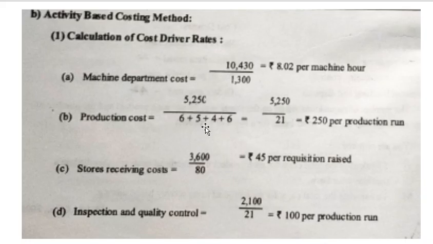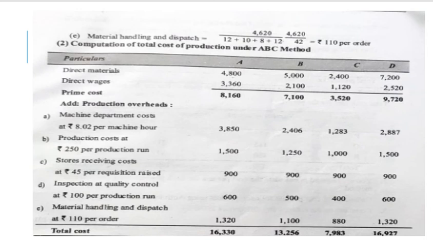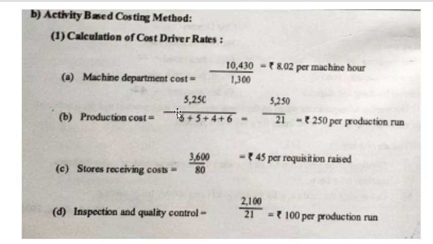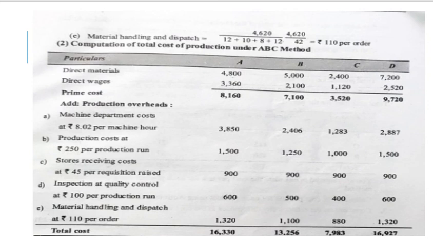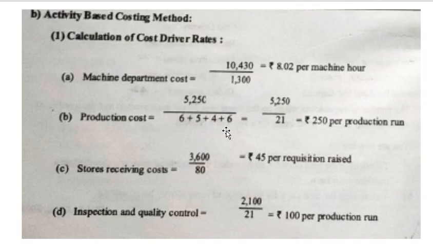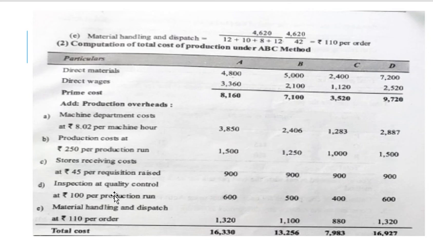For B, how many production runs? 5. So 5 into rupees 250 will give you 1,250. For C, it is how much? 4. So 4 into 250 will give you 1,000. Next, for D, it is 6. 6 into 250 will give you 1,500.